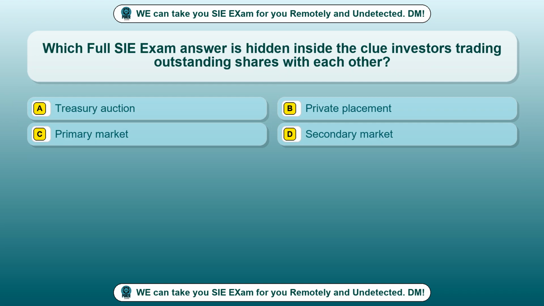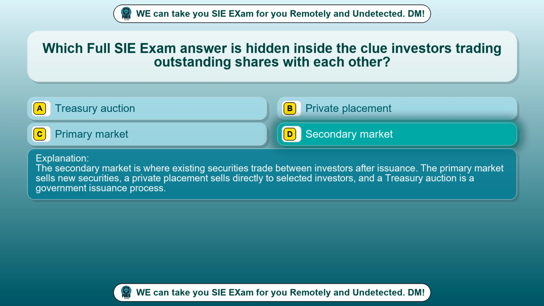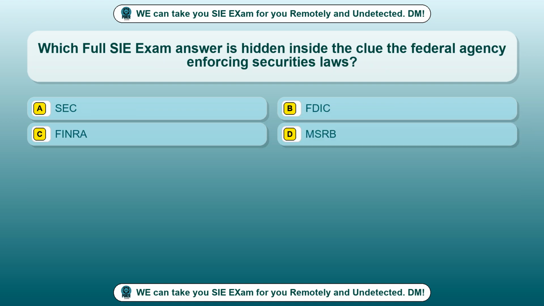Question 72. Which full SIE exam answer is hidden inside the clue investors trading outstanding shares with each other? Option A, treasury auction. Option B, private placement. Option C, primary market. Option D, secondary market. The correct answer is option D, secondary market. The secondary market is where existing securities trade between investors after issuance. The primary market sells new securities, a private placement sells directly to selected investors, and a treasury auction is a government issuance process.